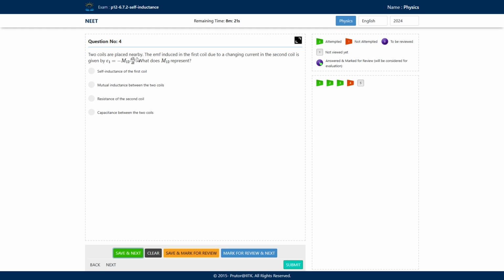Two coils are placed nearby. The EMF induced in the first coil due to changing current in the second coil is given by epsilon 1 equal to minus M12 di2 upon dt. What does M12 represent? Self-inductance of the first coil, mutual inductance between the two coils, resistance of the second coil, or capacitance between the two coils? So this M12 is what?